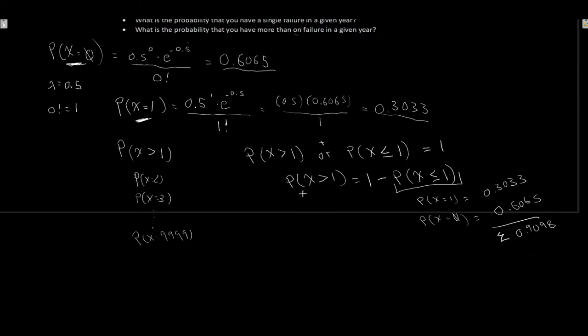So then what's the probability we have more than one? Well, 1 minus 0.9098. And we'll get the probability that x is greater than 1 being equal to 0.0902. And we have from that the probability that we have more than one breakdown in a given year. And it's just under 10%. So not too bad there. Not too bad at all.